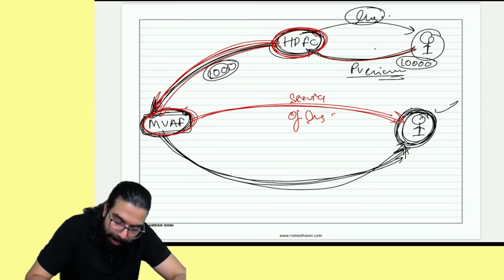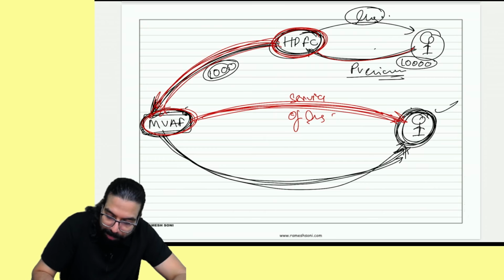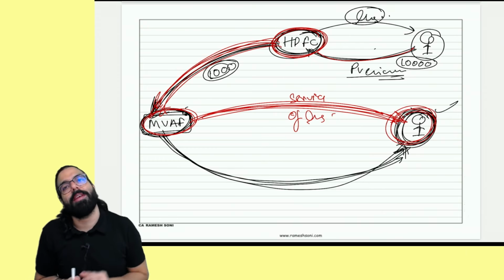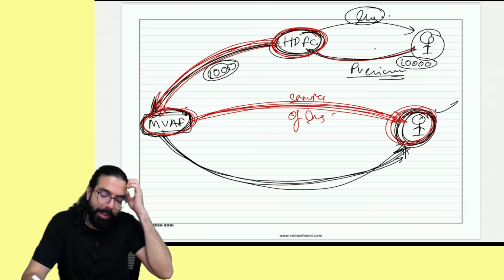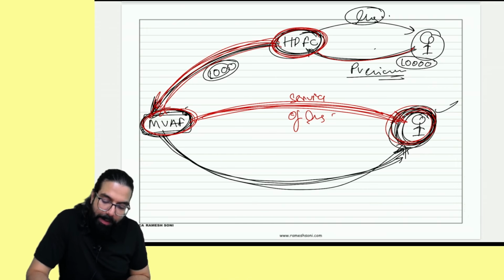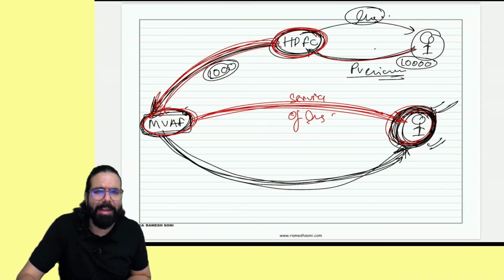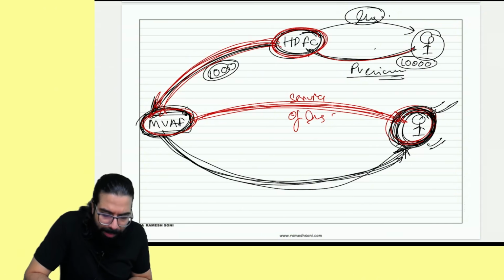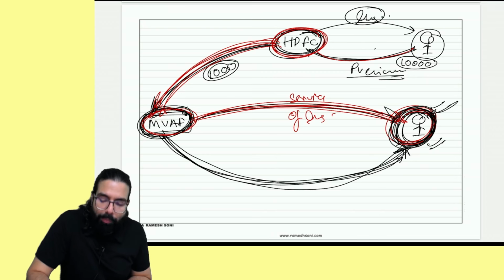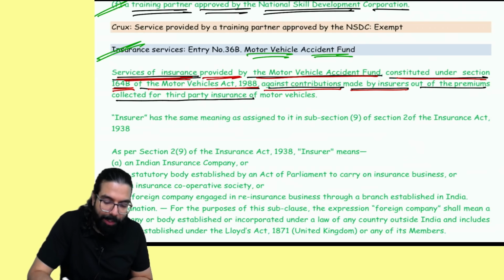These companies pay them money and they provide the service wherein they help the people when an accident happens. Basically, whenever anybody is hit and run, somebody hit him by car and ran away, money will be given by the motor vehicle accident fund for helping him get all the treatment. So the motor vehicle accident fund is providing a service for which the premium comes from the various insurance companies. That is what they are telling over here.